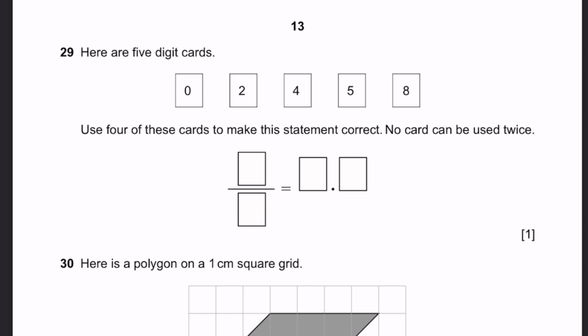Question 29. Here are 5-digit cards. We use 4 of these cards to make the statement correct, and no card can be used twice.